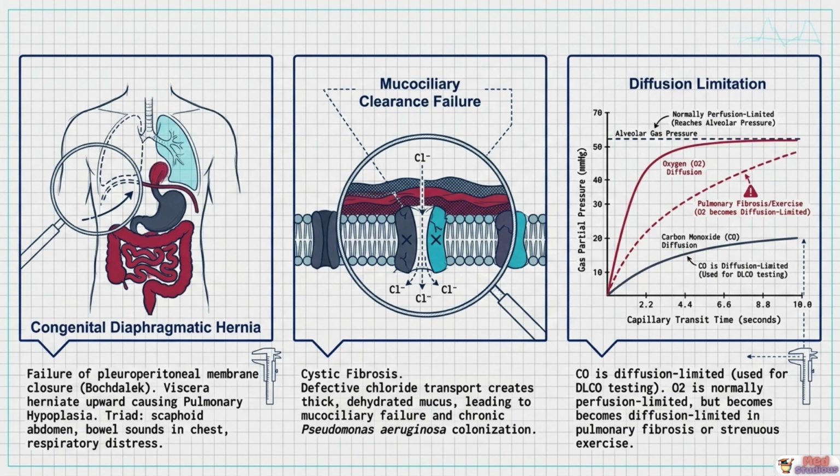Diffusion limitation illustrates an elegant physiological distinction. Carbon monoxide is inherently diffusion limited since it binds hemoglobin so avidly that plasma levels never approach equilibrium, making it the ideal test gas for measuring diffusing capacity. Oxygen, by contrast, is normally perfusion limited under resting conditions, reaching alveolar partial pressure well before the red blood cell exits the capillary. But oxygen transfer can become diffusion limited instead in pulmonary fibrosis or during strenuous exercise, when capillary transit time becomes too short for complete equilibration across a thickened or rapidly traversed membrane.